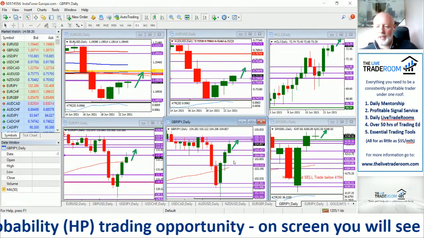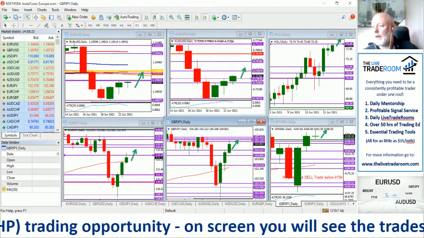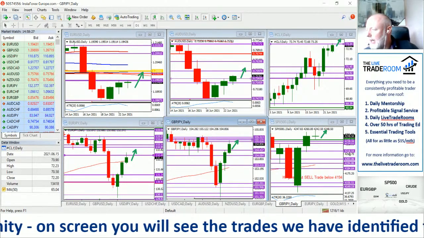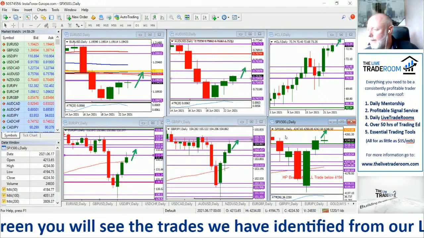Okay, so the arrows just indicate what direction we're looking for these markets to move in. One market to keep a close eye on is the S&P 500.